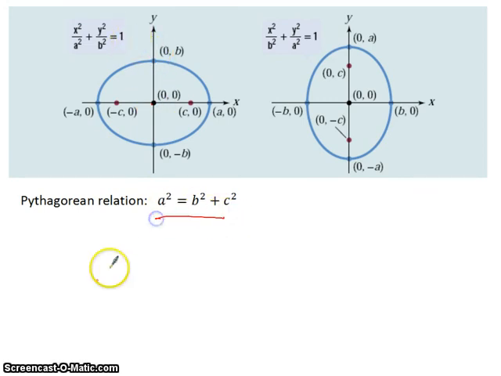There's a Pythagorean relation that says that a squared is equal to b squared plus c squared. So what that means is if we have an endpoint on a major axis and an endpoint on a minor axis, we can figure out where the focus points are. So once again, this is our major axis, which is the a value, and this is our minor axis, which corresponds to the b value, and the c represents the location of the focus points.